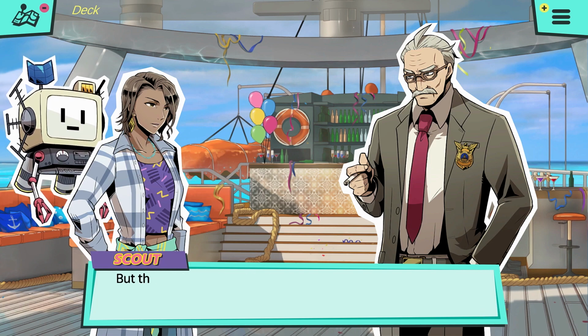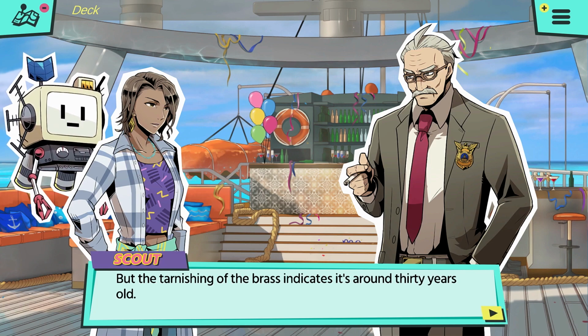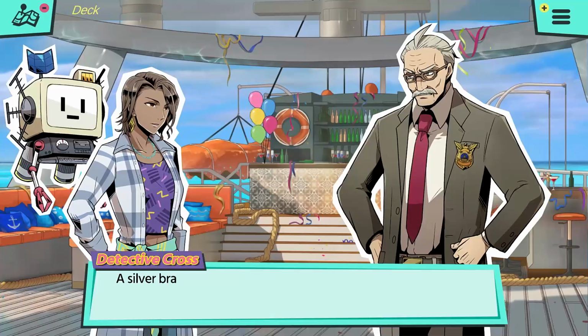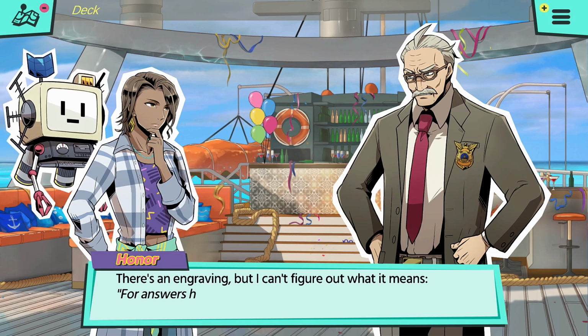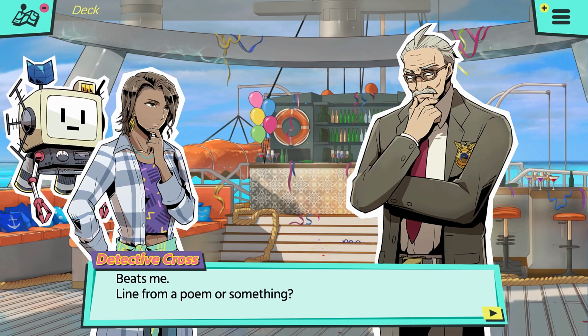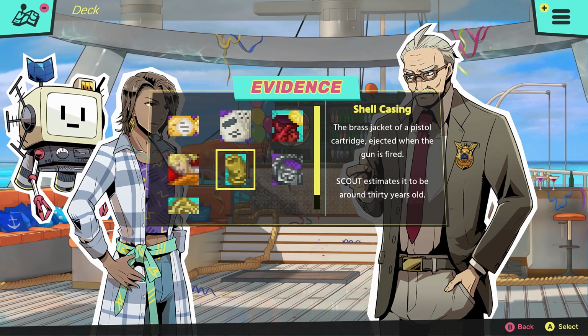That's what I thought at first. But the tarnishing of the brass indicates it's around 30 years old. 30 years? Damn it! A silver bracelet? This must belong to my informant. There's an engraving, but I can't figure out what it means. For answers held on the day you fell. Beats me. Line from a poem or something?